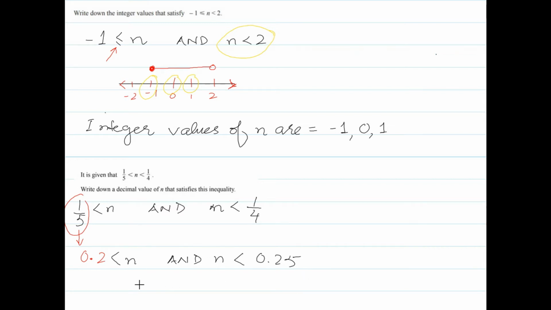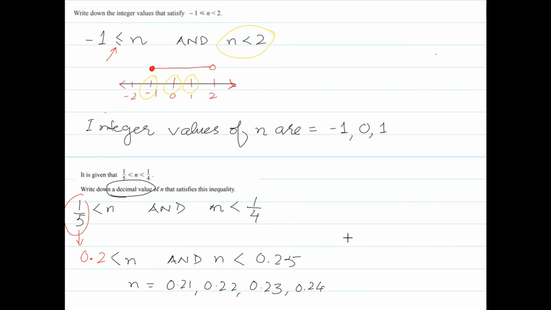So n can be any number. It can be 0.21 or 0.22 or 0.23 or any other answer. You need to write only one answer because the question says to write down a decimal value. So only one is required. If you write any one of them, your answer will be acceptable.